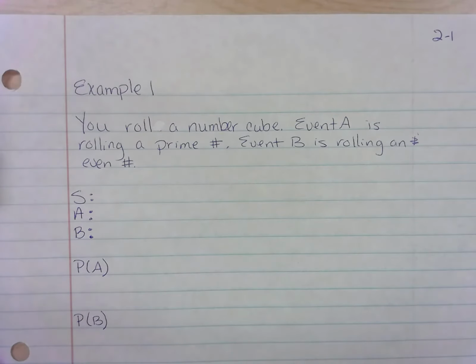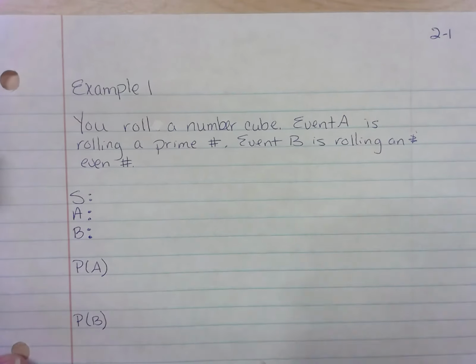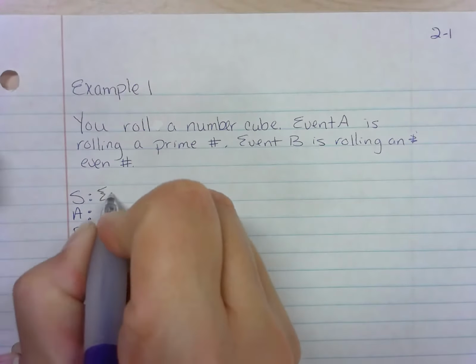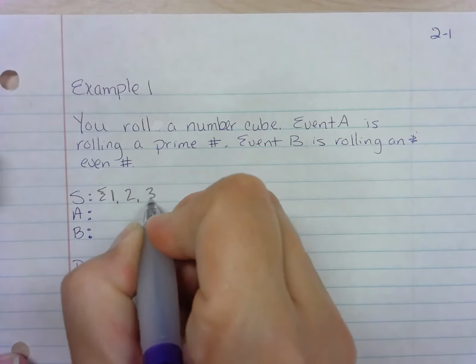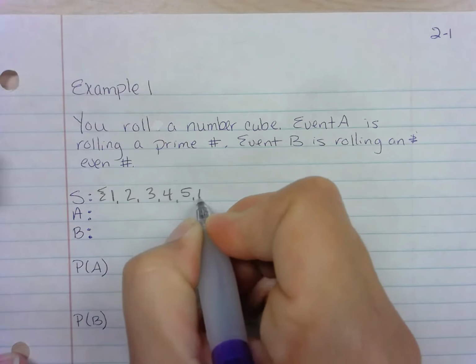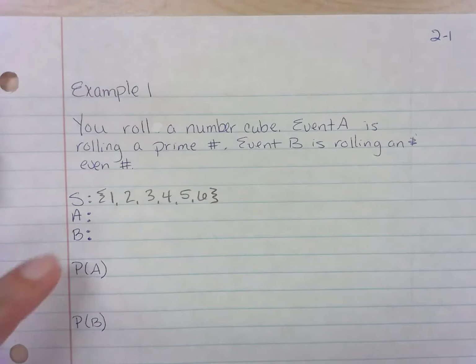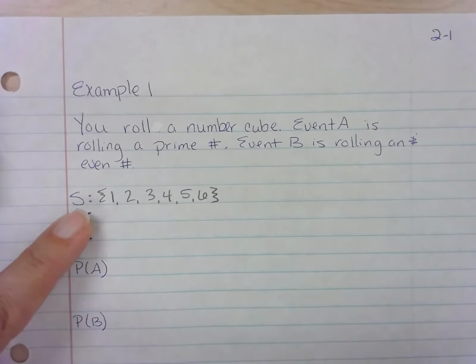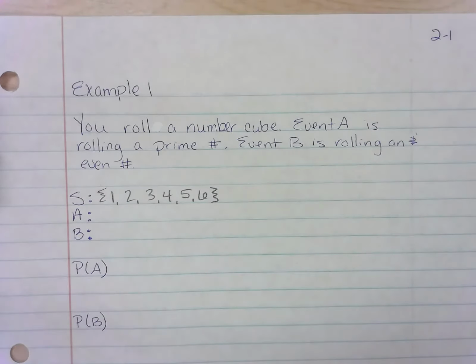So we're using a number cube, which is just like an ordinary die. Instead of rolling two dice at the same time, we've only got one. So our sample space is just all of the numbers that are on a die: 1, 2, 3, 4, 5, and 6. That's what this S represents, our sample space. It's just how many different things I could land on. I could land on any of those numbers when I roll a die.